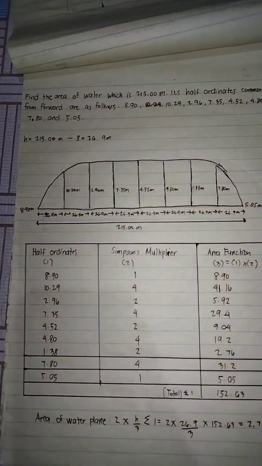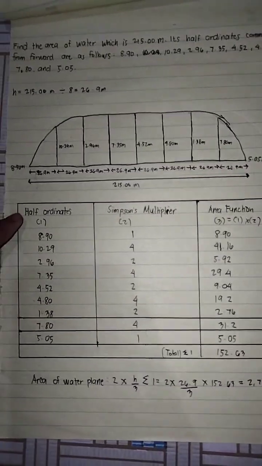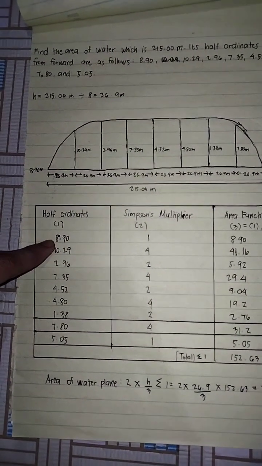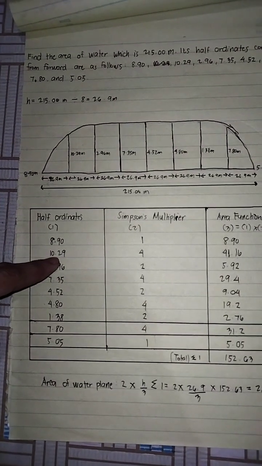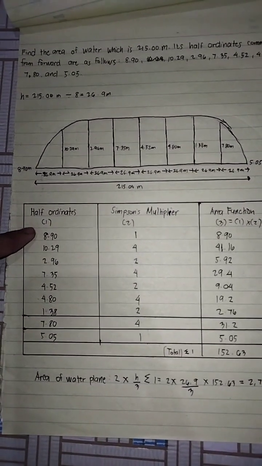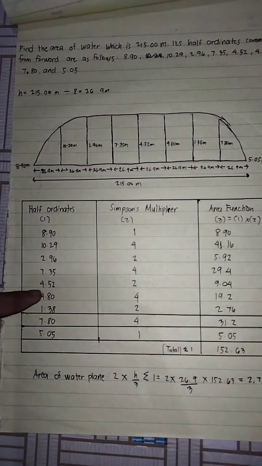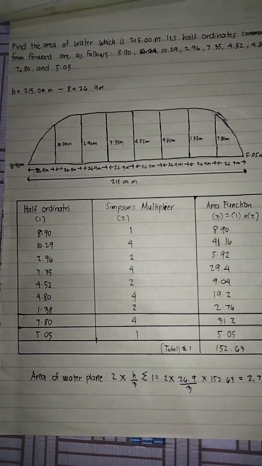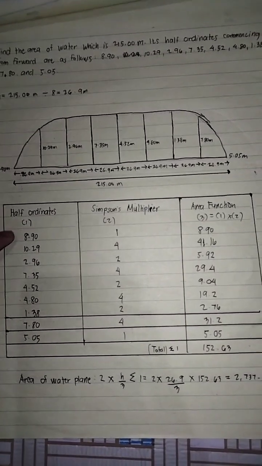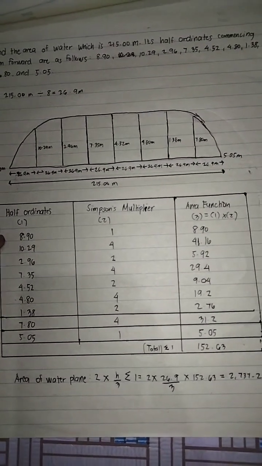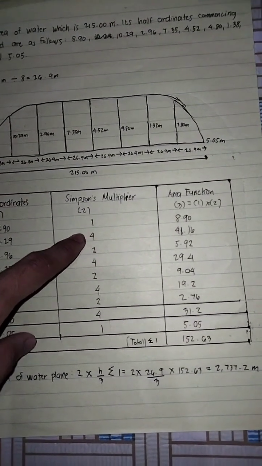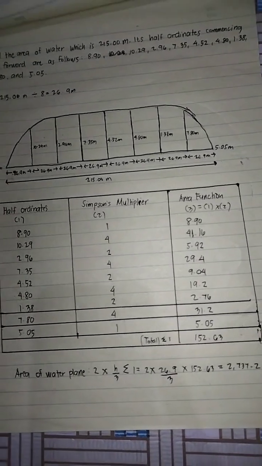So let's move on to the table. Half ordinates: this is the first ordinate, 8.90, 10.29, 2.96, and so on. Let's count the ordinates: 1, 2, 3, 4, 5, 6, 7, 8, 9. Since the number of ordinates is odd, we can use Simpson's Rule number 1. This is the Simpson's multiplier of Rule number 1: 1, 4, 2, 4, 2, 4, 1, like that.